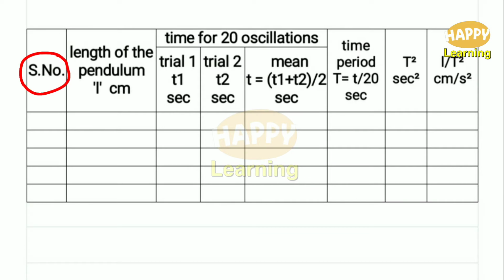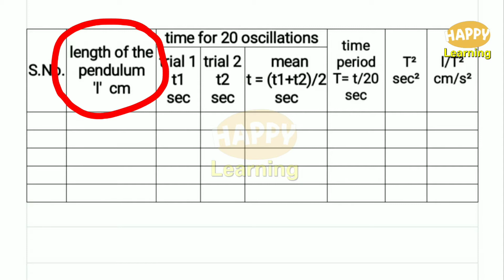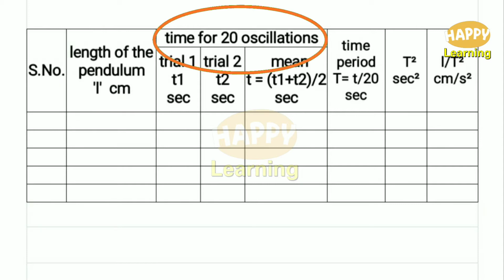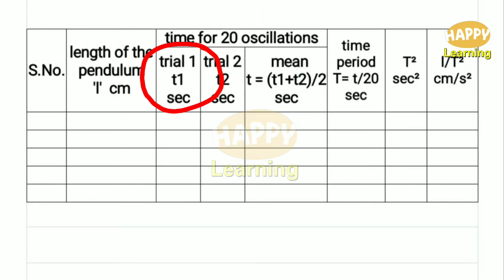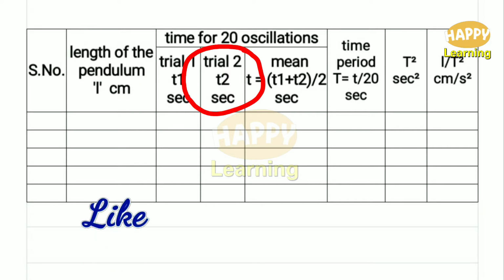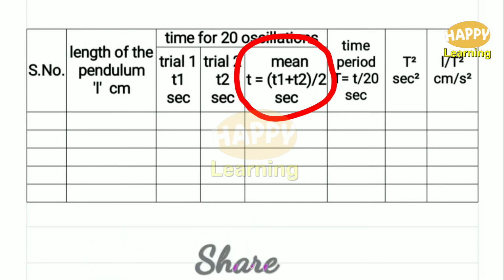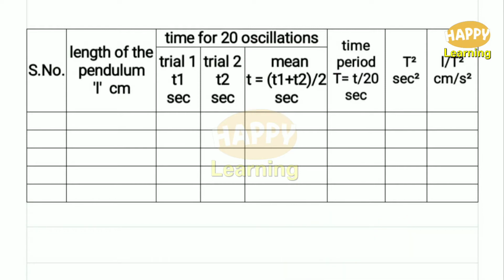The columns are serial number, length of the pendulum L in centimeters, then time for 20 oscillations. Trial 1 is T1 seconds, trial 2 is T2 seconds, mean of times, that is T1 plus T2 by 2, in seconds. Time period capital T is equal to small t by 20 seconds. T square will be in second square, and finally L by T square in centimeter per second square.